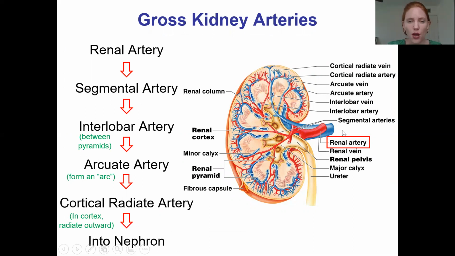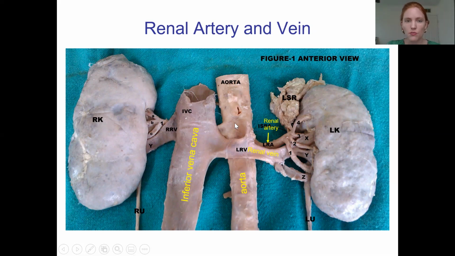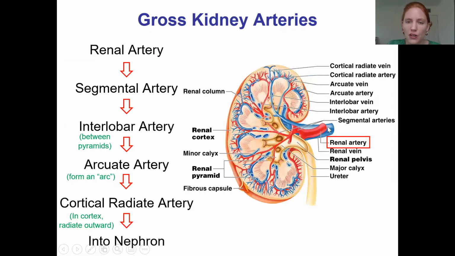Okay, so from the aorta, here's the abdominal aorta, to be more specific. Here is the renal artery, and the renal artery will enter into the kidney at the hilum. From there, it's going to branch off into what are called the segmental arteries. So they segment the renal arteries. They break it up into pieces. Okay, and then those segmental arteries are going to run through the columns. Note that they're not running through the pyramids. The pyramids have different structures in them. They're going to run through the columns.